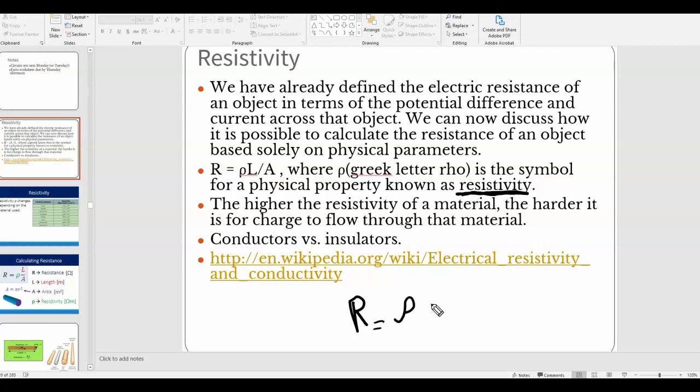Then you have a capital L, which represents the length of the object. Again, when I say object, the easiest example to think of is a wire. So this would be how long the wire is. And then divide by A, where A is what's known as the cross-sectional area. We've actually seen that term cross-sectional area before in the context of drift velocity.